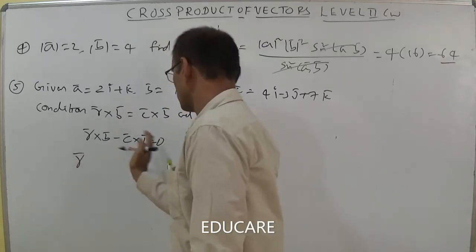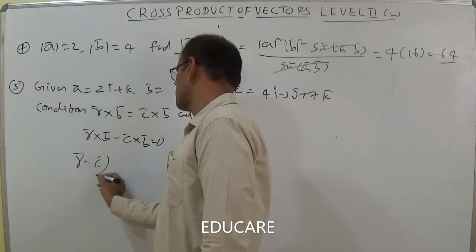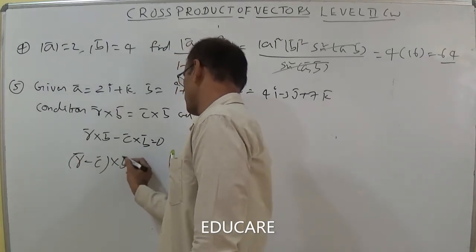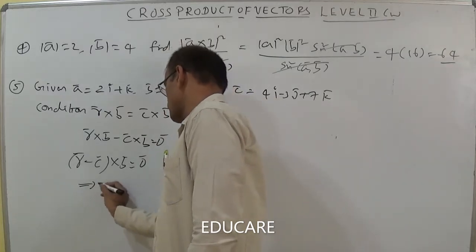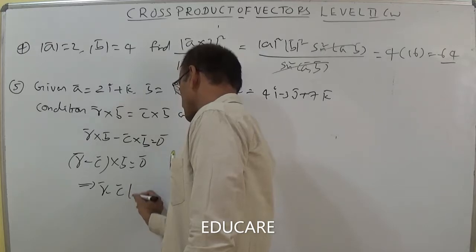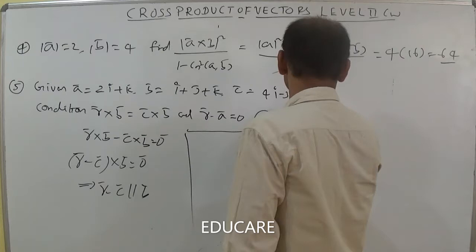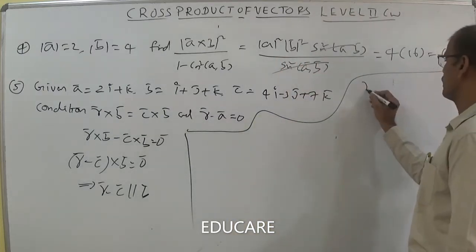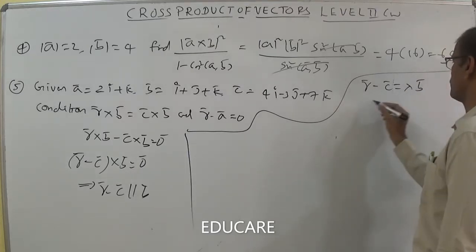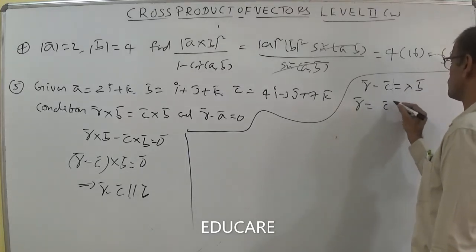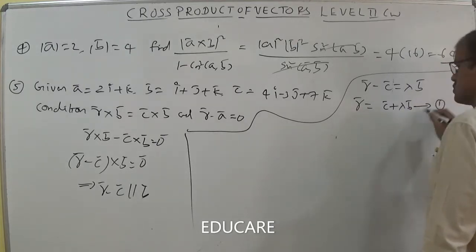If you take common, it becomes this side. Then you can write here r bar minus c bar cross b bar equal to 0 bar. It is a null vector. Then you can say that r bar minus c bar is parallel to b bar. Whenever the cross product of two vectors is 0, we can say that they are parallel. Then you can say here r bar minus c bar is equal to lambda into b bar. R bar is equal to c bar plus lambda b bar. Let it be the first equation, it will be useful.